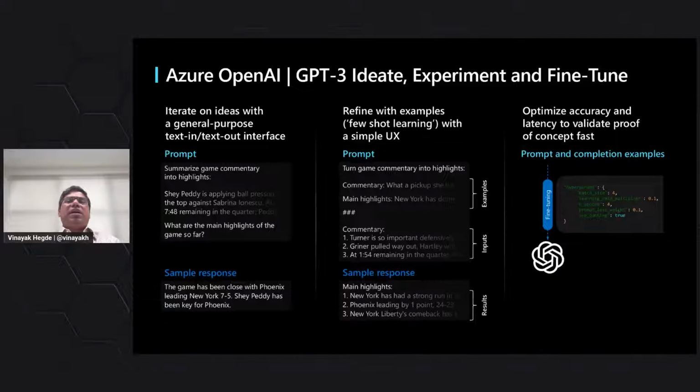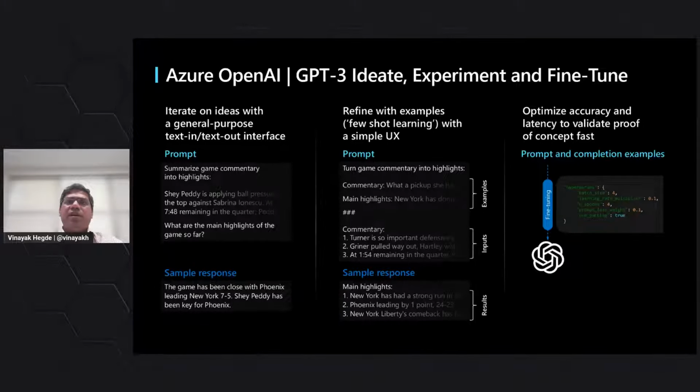So again, when you look at GPT-3 and you want to experiment and fine tune, you can iterate on ideas by changing the prompts, adding to the prompts, and seeing how the response changes. Or if you want to help it with few shot learning, you can give it a few, maybe 2 or 3 or 4 examples, to help it understand what you want the model to do, right?